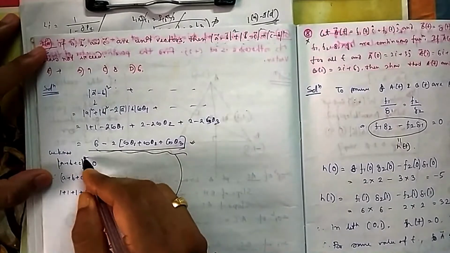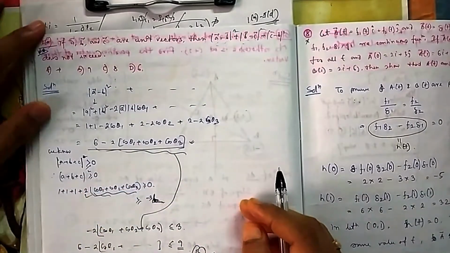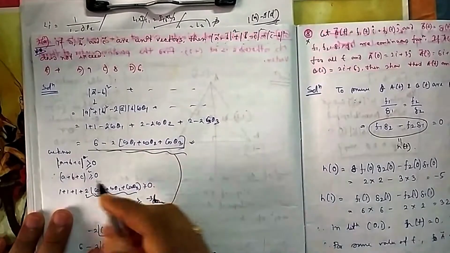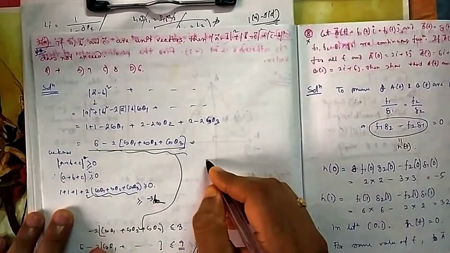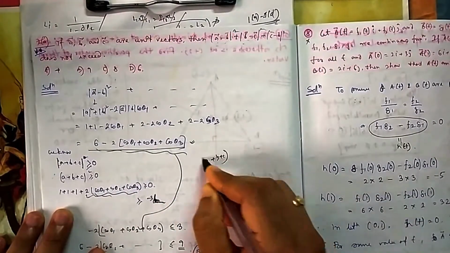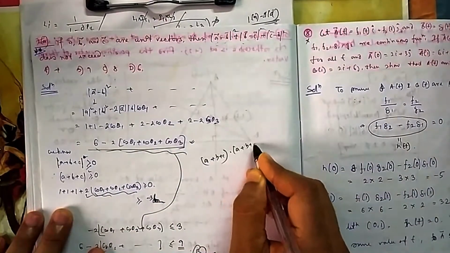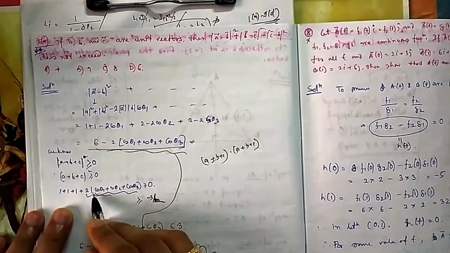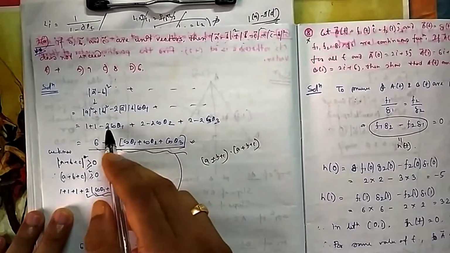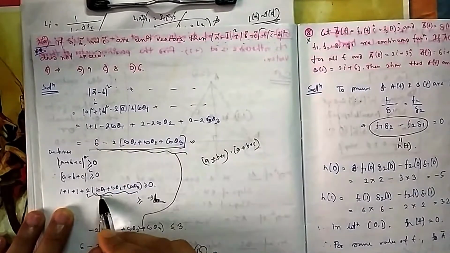Because it is a whole square, it should be greater than or equal to 0. That is your mod. What is a dot a, b dot b, c dot c? It is something like a plus b whole square, but it is not exactly like that. It is a plus b dot a plus b, that is mod a plus b whole square. So a dot a, b dot b, c dot c, then a dot b, b dot a. So 2ab, bc, ca all you will get, and again 2ab you will get 2ab cos theta.